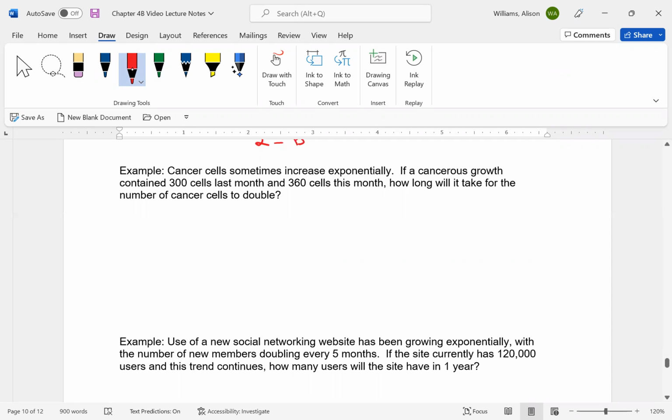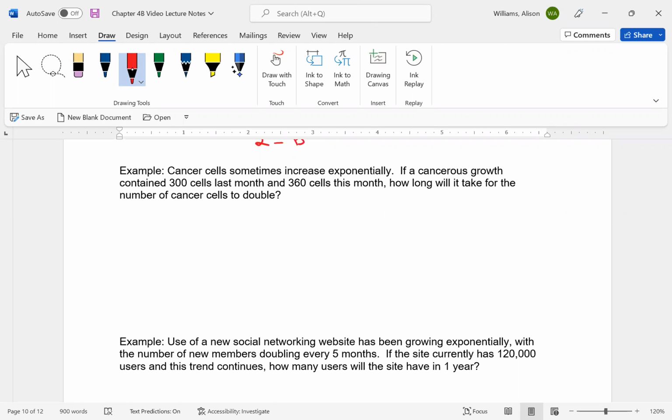Now, it's kind of sad, but cancer cells increase, and they increase exponentially. So if we're looking at cancer growth, how long would it take for the number of cancer cells to double? So what we want to figure out here is what the growth rate is. Okay. So immediately we know that if cancer cells contained 300 cells last month and then grew to 360 cells this month, what is the growth rate?